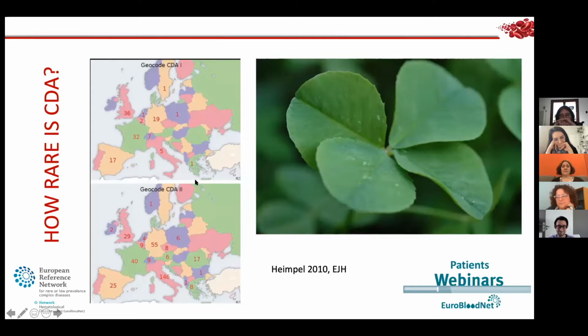And these are some numbers that were published a good 10 years ago. The first one is CDA I, and the bottom one is CDA II, with the number of patients that have been reported to have these conditions. But of course, first of all, these numbers will have increased in the last 10 years, but also we can't say that we will know about every case.